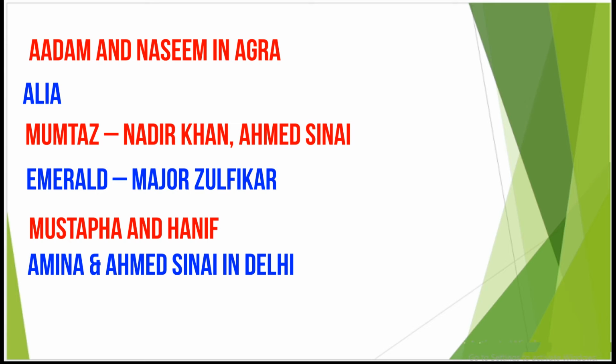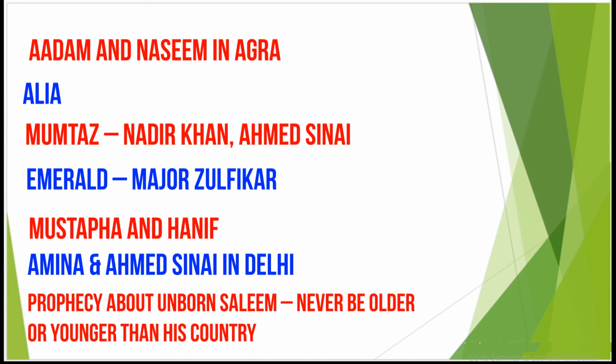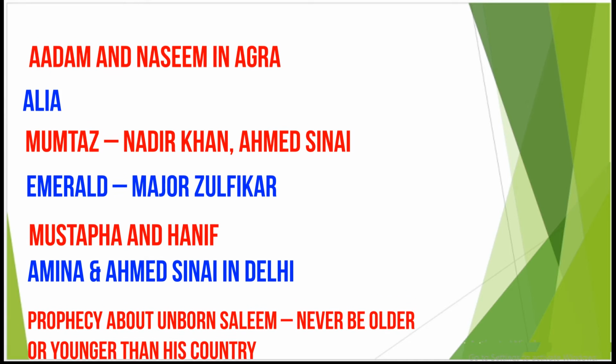She is pregnant and she goes to meet a fortune teller. And this fortune teller, he delivers a very strange prophecy about her yet to be born child. He tells her that her boy will never be older or younger than his country. And Mumtaz, or Amina, is slightly worried about this prophecy. Soon after that, what happens is Ahmed has a problem. His factory is burnt down by a terrorist organization and both Ahmed and Amina, they move to Bombay.